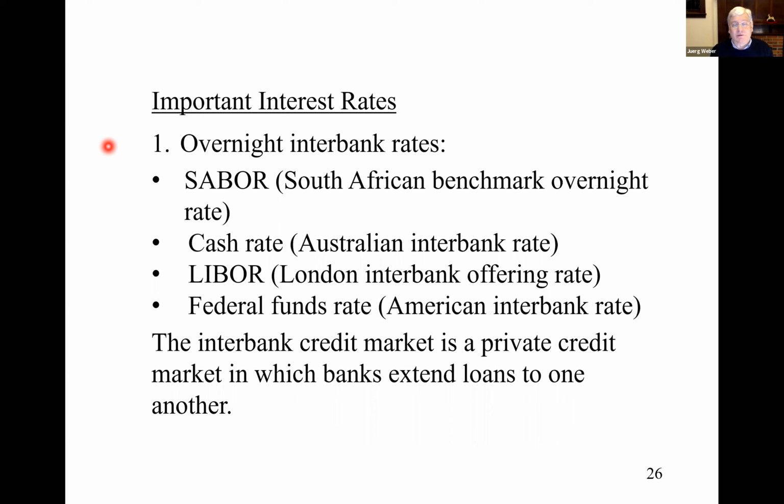Very short-term credit market. Now, the interest rate payable in this market in South Africa is called the South African Benchmark Overnight Rate, the SABOR. In Australia, it's called the cash rate. In London, it's still called the LIBOR, but they are now changing the system, and then it will have a new name. In America, it's called the federal funds rate. Even if it's called the federal funds rate in the United States, it actually has nothing to do with the federal government. It's a private credit market between the banks for one-day loans.